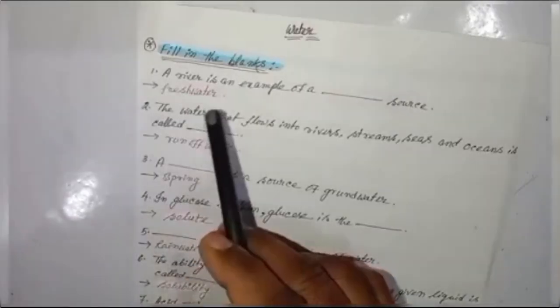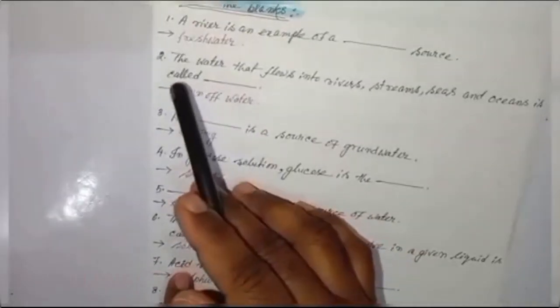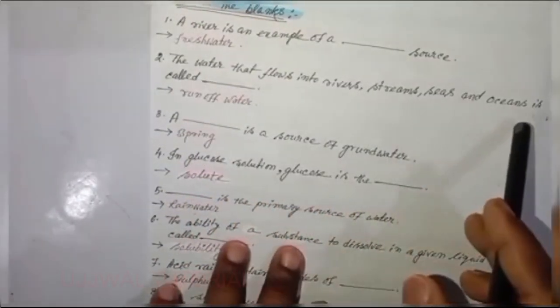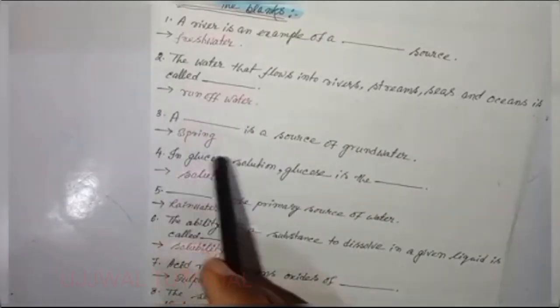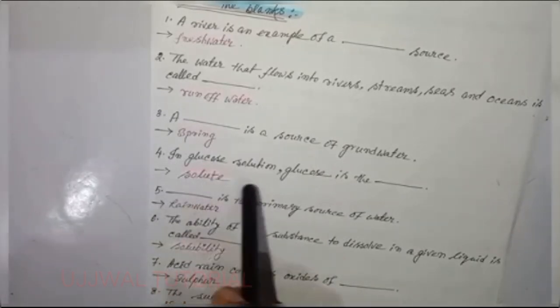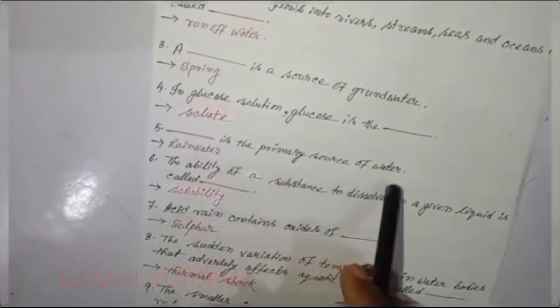Fill in the blanks. A river is an example of a source of fresh water. The water that flows into rivers, streams, seas and oceans is called runoff water. A spring is a source of groundwater. In glucose solution, glucose is the solute. Rainwater is the primary source of water.